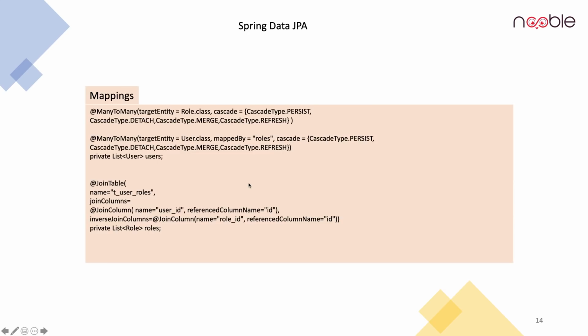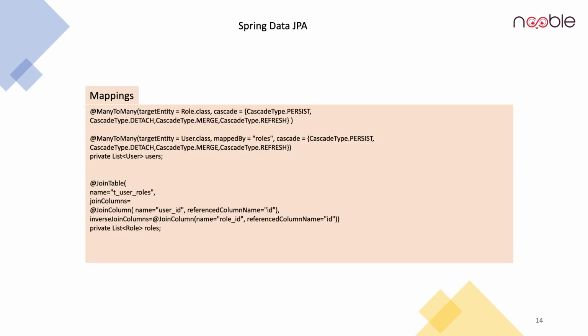Now let us see how we can explicitly define the relations. It is join table. We will start with the join table, which is going to create a table for us. We will name the table as t_user_roles. And we are planning to have 2 columns, which will be the user ID and the role ID. The user ID from the user entity and the role ID from the role entity. Are you clear with that?